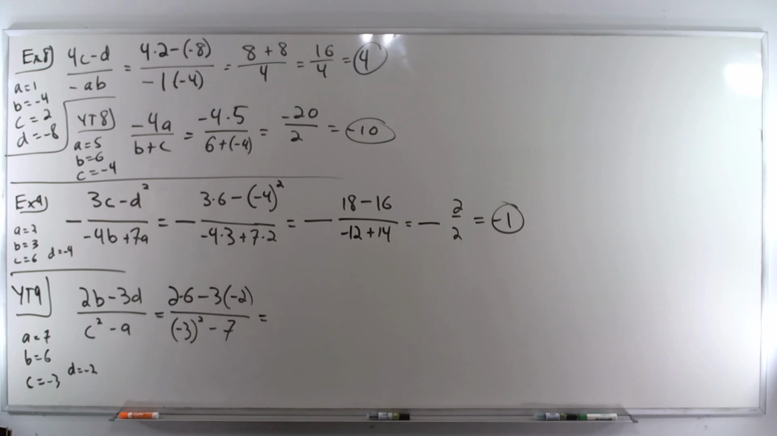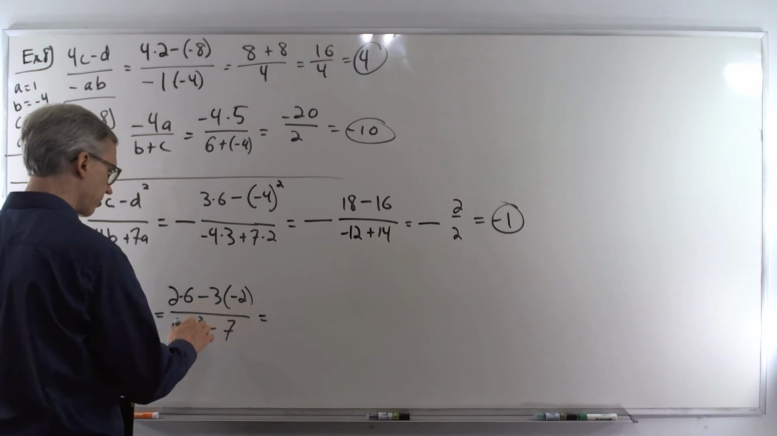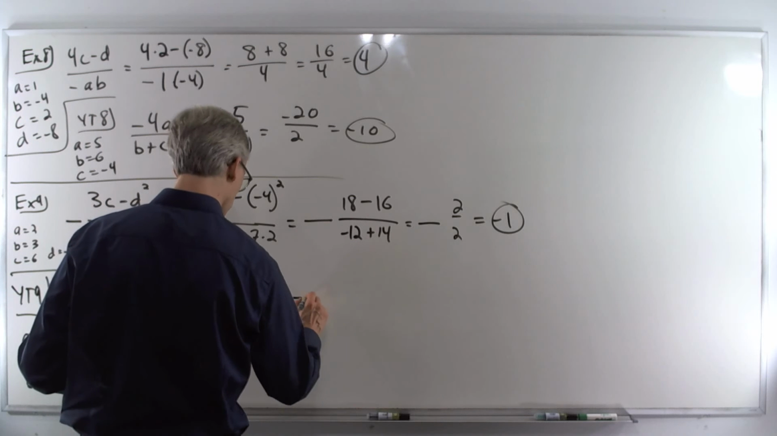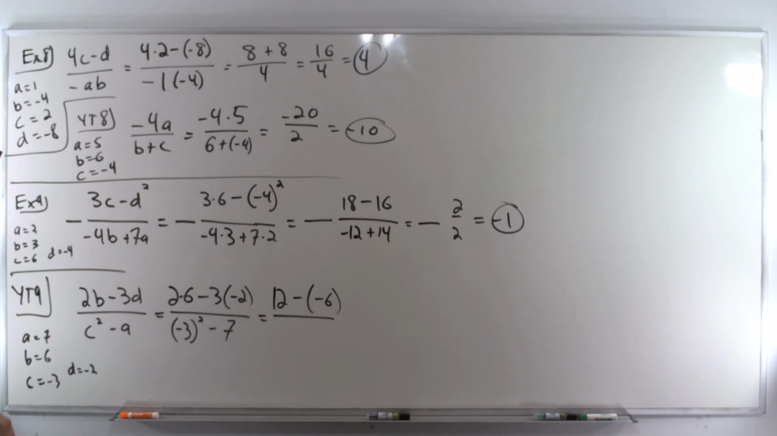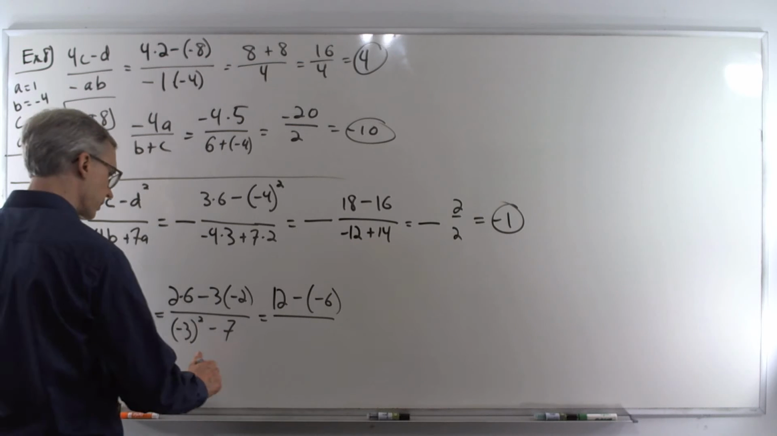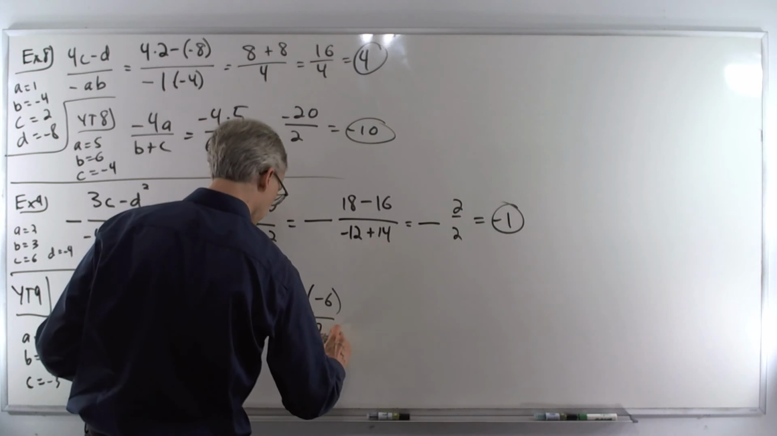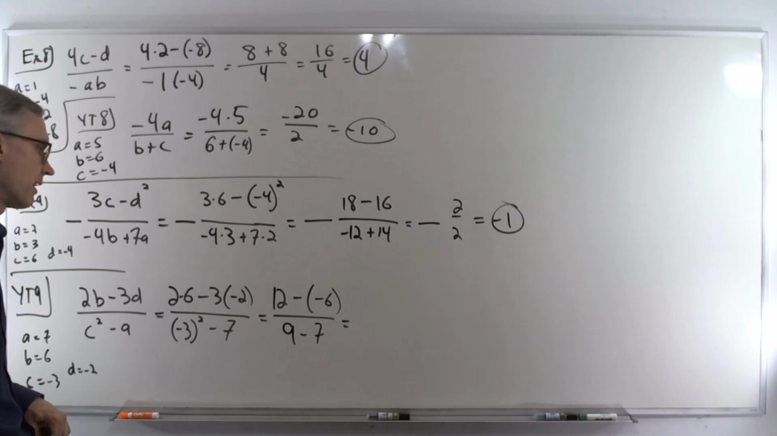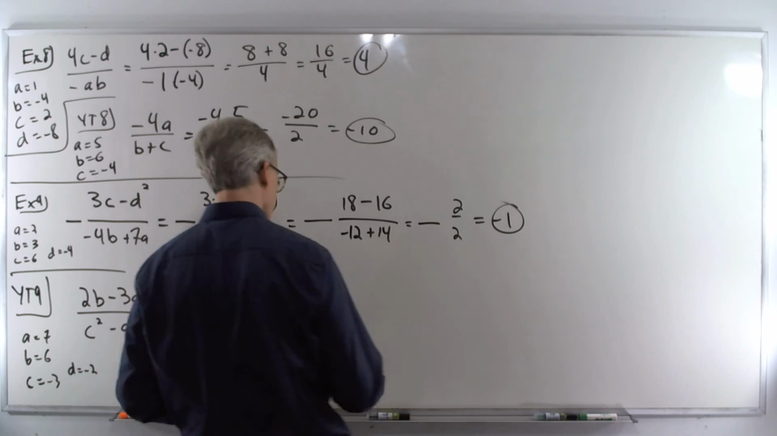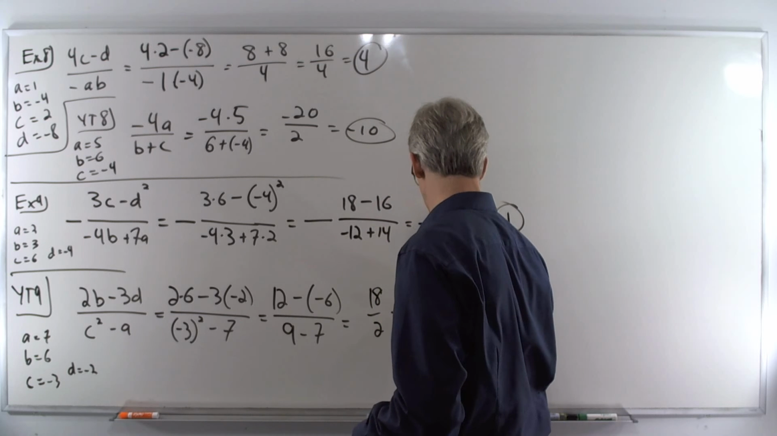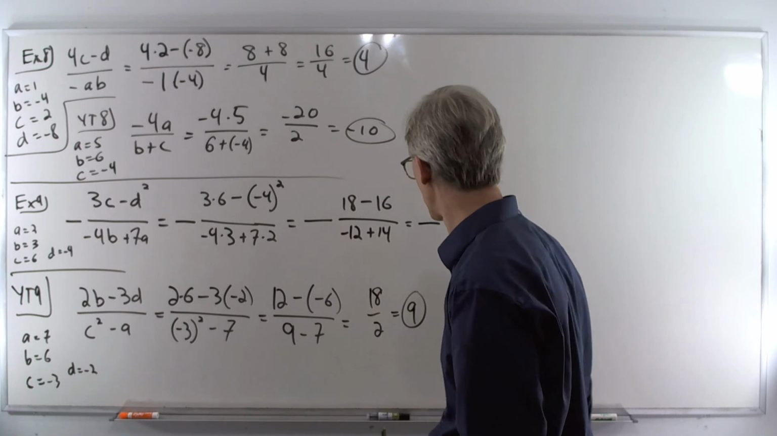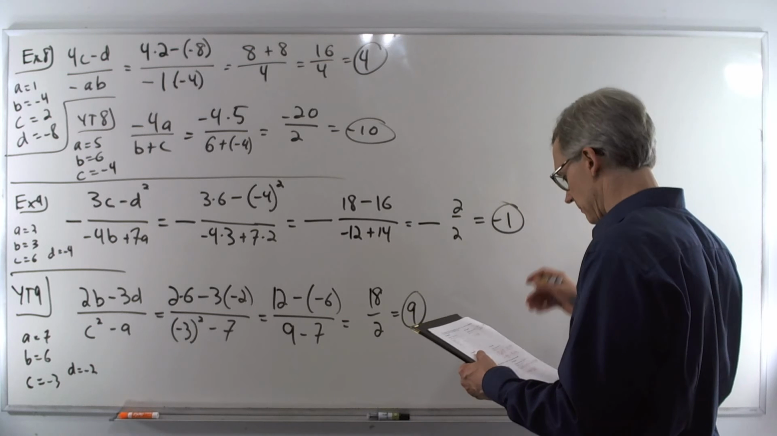All right, order of operations on top, we got a multiplication here and here, separated by subtraction. We can do both of those. So that's 12 minus -6. And on the bottom, we're squaring -3, that gives us +9, minus 7. Up top, 12 minus -6 is 12 plus 6, so that's 18 on top, 2 on the bottom. Down to a single number on top and bottom, we can divide to get 9.